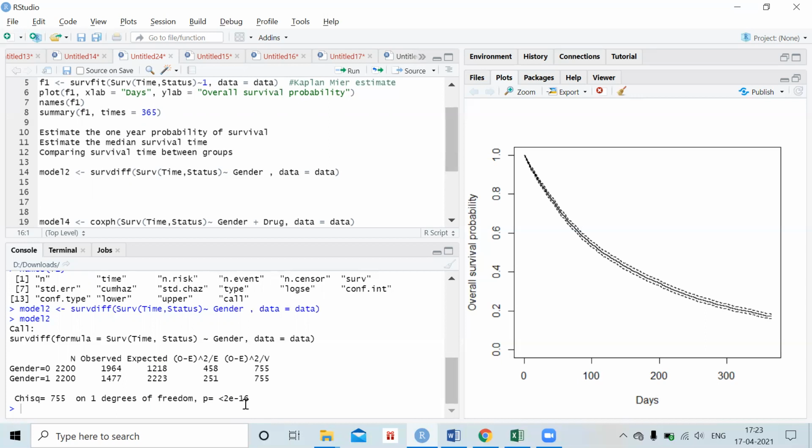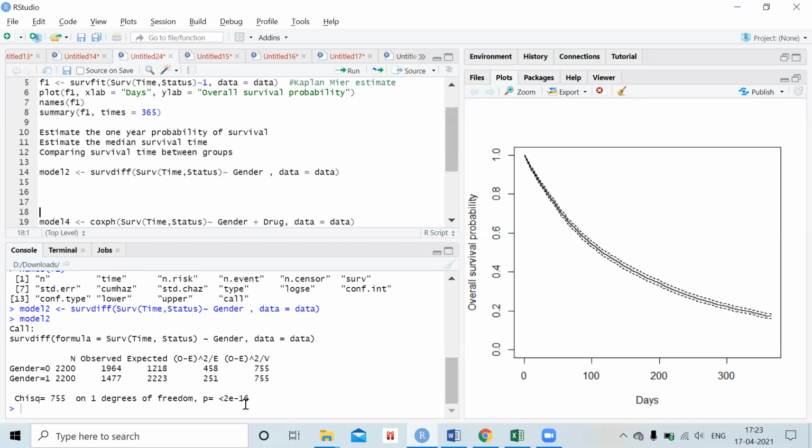Okay, as we know that p-value, if it is greater than 0.05, we accept the null hypothesis. If it is less than 0.05, we reject the null hypothesis. Since it's less than 0.05, we are rejecting the null hypothesis. We're saying there is a difference between the survival between the two groups. This is a possible question which can come up.